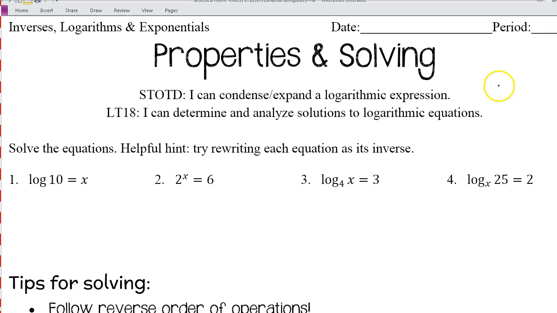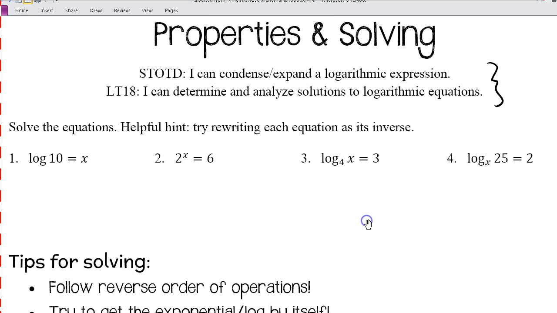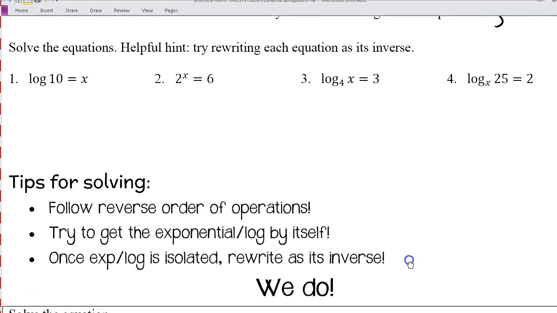So notice our learning targets here. These are the things you want to be able to do. You want to be able to condense, expand a logarithmic expression. And you want to be able to determine and analyze solutions to logarithmic equations. So let's move right into the notes.